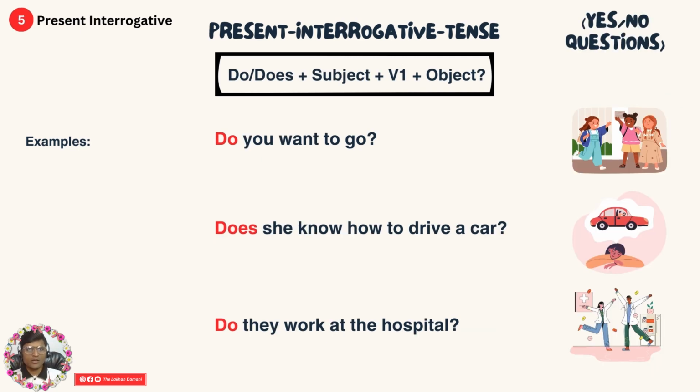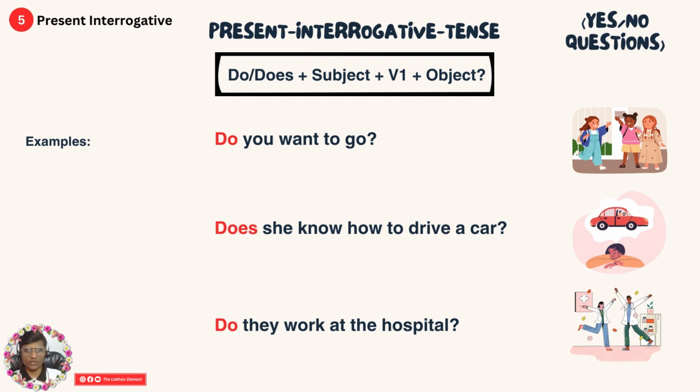Great. Now we are going to talk about number 5, present interrogative tense. Present interrogative tense: do, does, as a helper before the subject, verb first form, object. Remember to add a question mark. For example, do you want to go? Does she know how to drive a car? Do they work at the hospital?